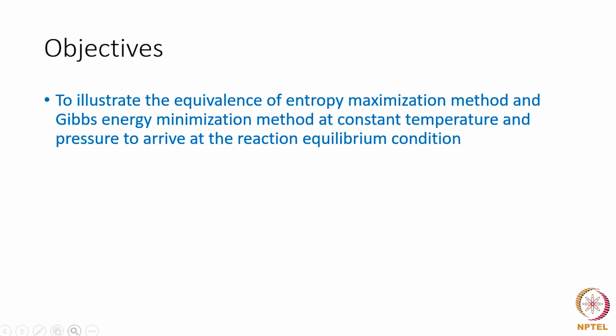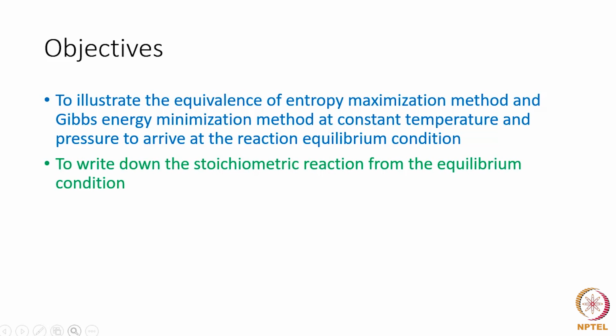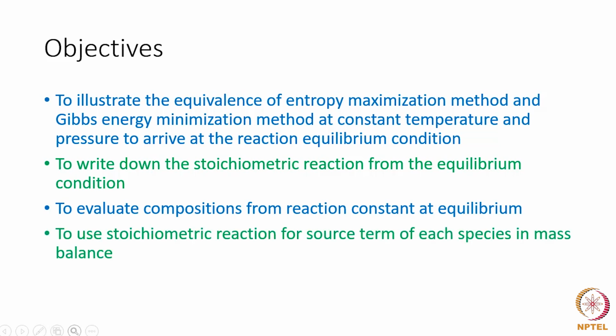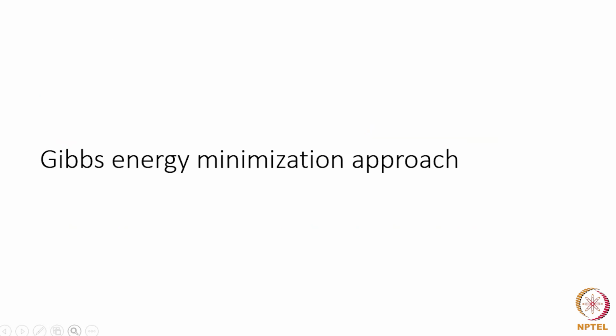We would like to illustrate the equivalence of entropy maximization method and Gibbs energy minimization method at constant temperature and pressure to arrive at the reaction equilibrium condition, to write down the stoichiometric reaction from the equilibrium condition, to evaluate compositions from reaction constant at equilibrium, and to use stoichiometric reaction for source term of each species in mass balance. So first we will take up the Gibbs energy minimization approach.